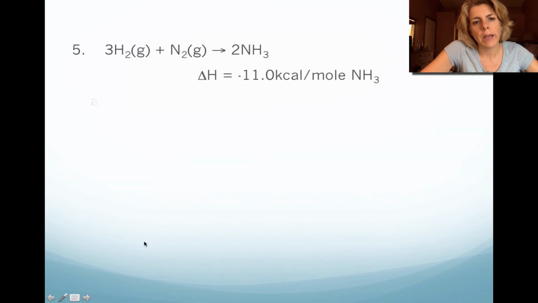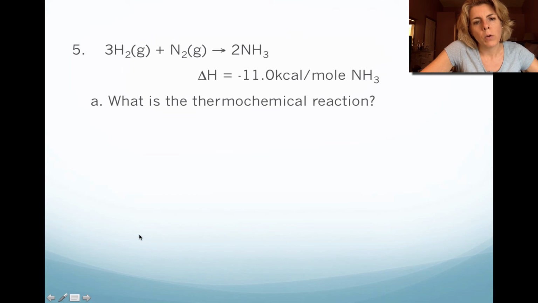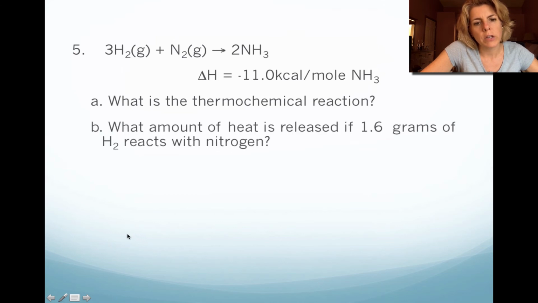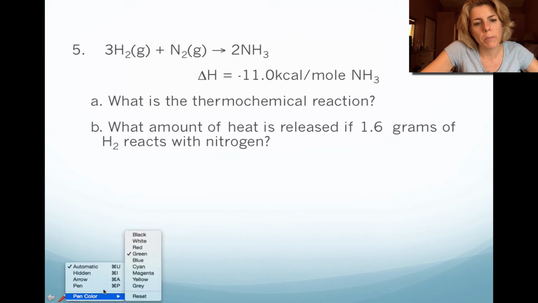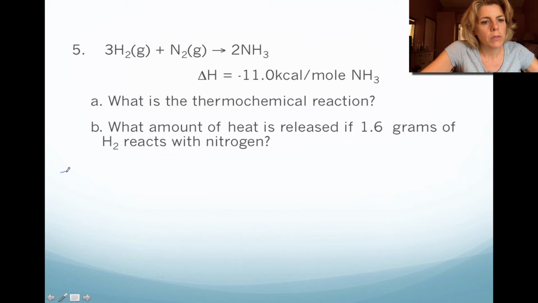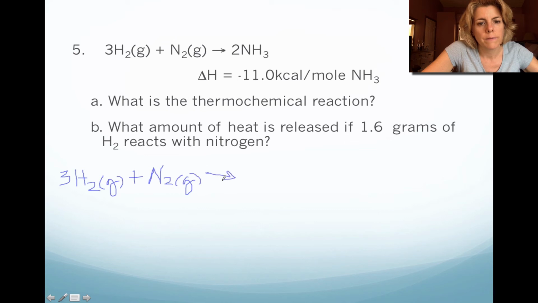Okay, so I have a reaction here. They want to know what the thermochemical equation is and how much energy is released if you have 1.6 grams of a substance. So the way I'm going to write the thermochemical equation is I'm going to rewrite the whole thing. Notice I'm including the coefficients and the states they're in. So if I have a gas, I put a G. I also include the energy when I'm writing this.